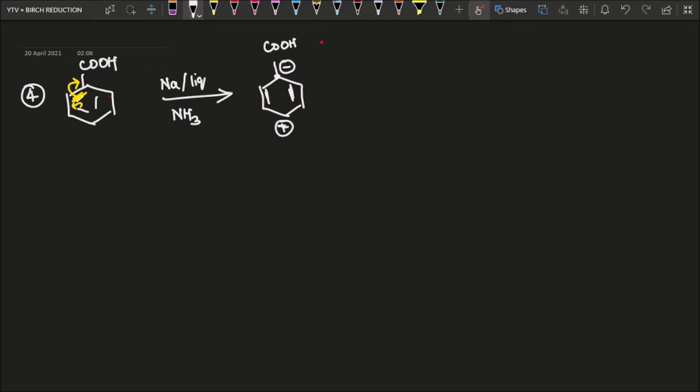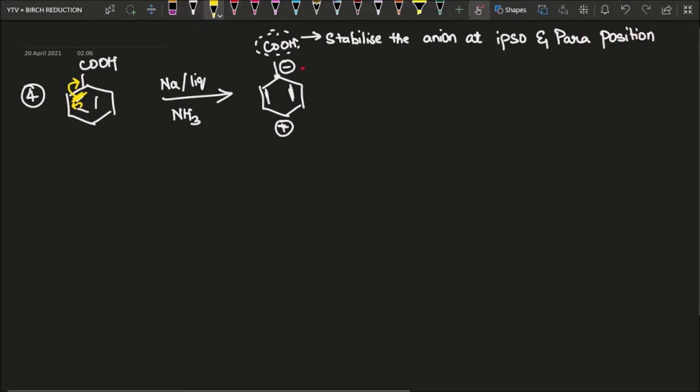Because this electron withdrawing group will stabilize the anion, so the anion will be shifted to that position. It stabilizes the anion at the ipso and para positions. Now what do we mean by ipso position? The ipso position is the position where the electron withdrawing group is attached. This carbon is called the ipso carbon. Ipso meaning on the same carbon: the electron withdrawing group is attached and the negative charge is also present.